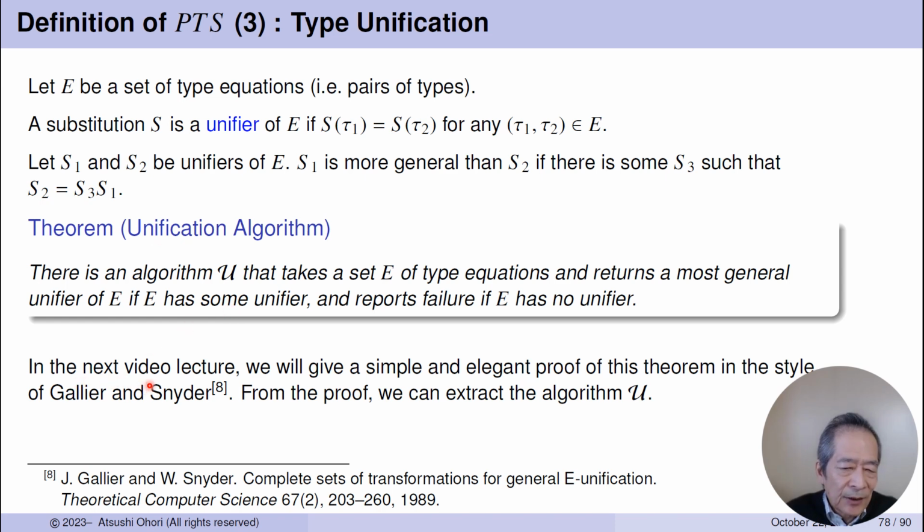In the next video lecture, we will give a simple and elegant proof of this theorem in the style of Gary and Snyder. From the proof we can extract the algorithm U. So for the rest of this video, we assume that there is an algorithm U, given, and continue to develop the PTS algorithm. We will go through the detail and show the complete proof of this theorem in the next video.